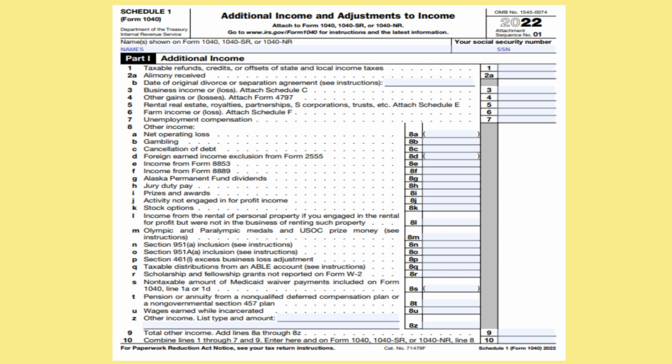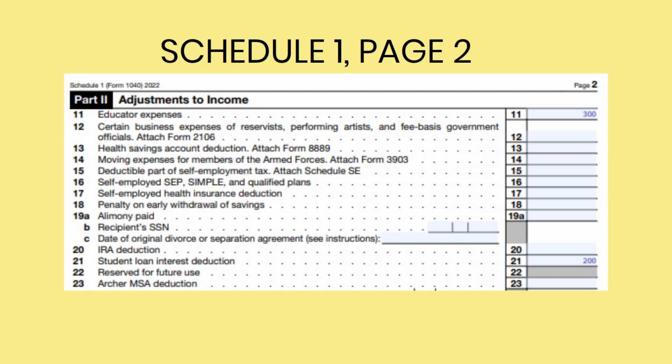In our example, you are a 5th grade teacher and you had educator expenses of $300, so those will be reported on line 11. You also have student loan interest of $200, which will be reported on line 21.